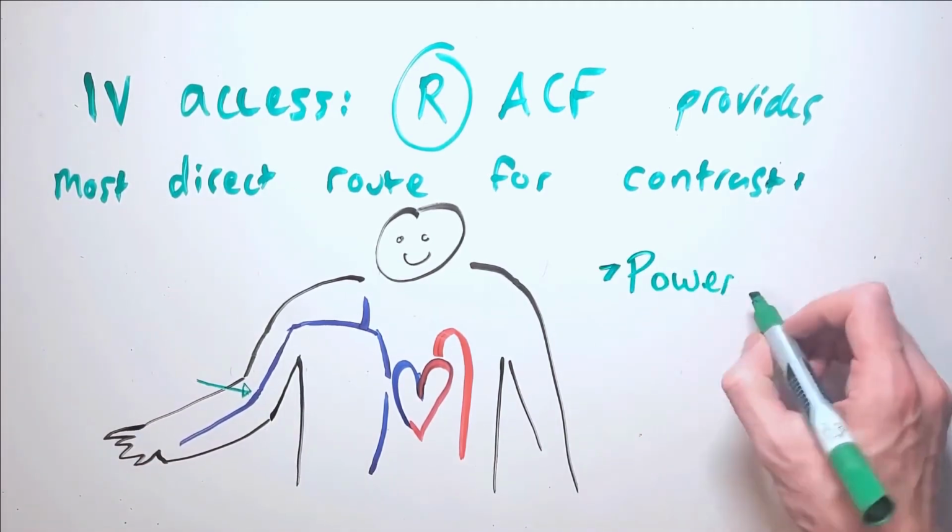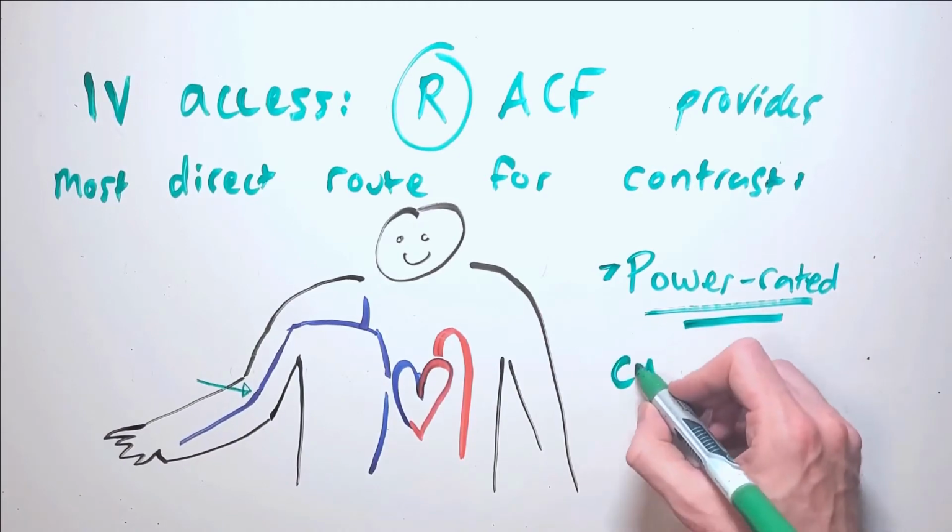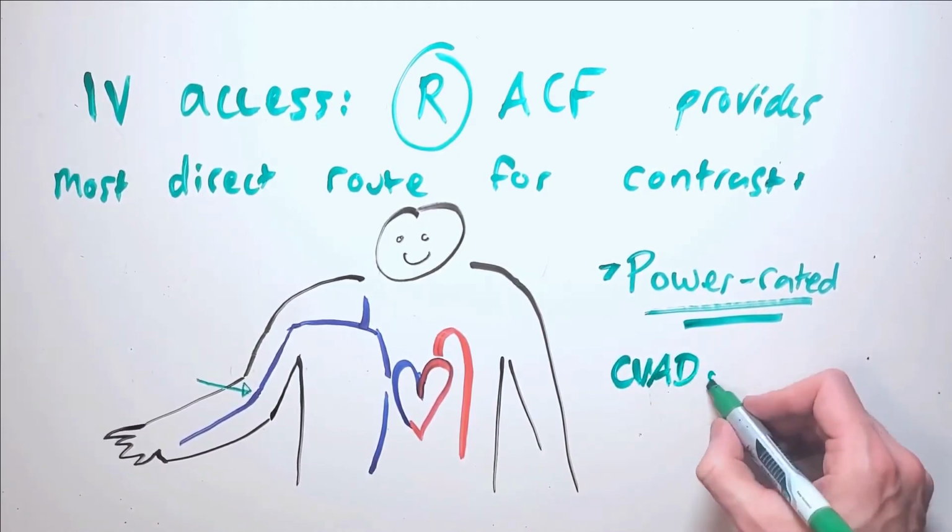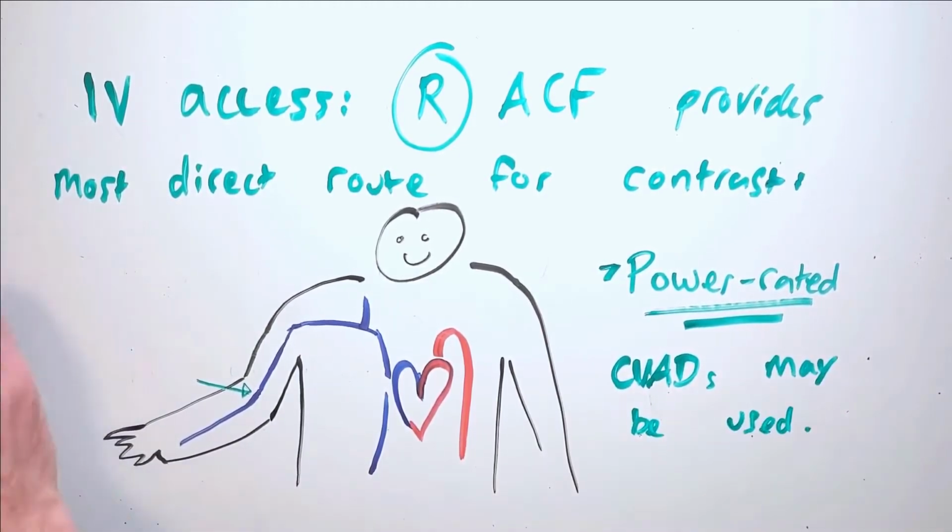Central venous access devices such as PICC lines or portacaths can also be used for IV contrast injection, as long as they're approved for use with a power injector system, which we will talk about shortly.